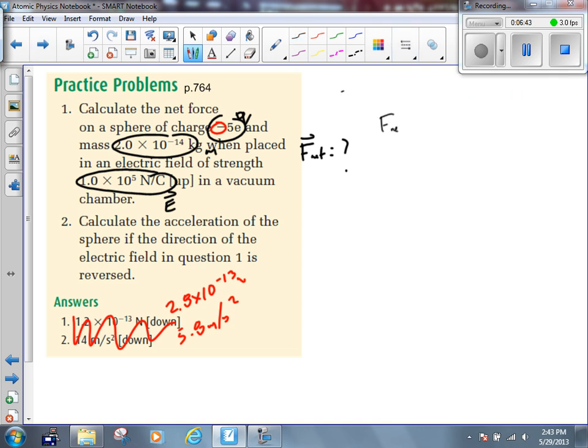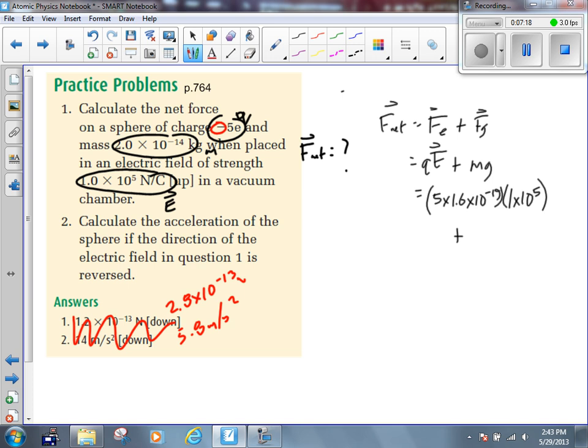The net force is equal to the sum of the forces. That's Fe plus Fg. We're not going to bother putting in m times a for that because we're not looking for the value of a. We're just looking for the net force. Fe is going to be q times E, q times the electric field, plus m times g. Q is 5 times 1.6 times 10 to the minus 19. Never plug in the sign of a charge, right? It's negative 5, but don't worry about that right now. Okay, it's just 5 times the elementary charge. Multiply that by the electric field. We add that to the mass times gravity.